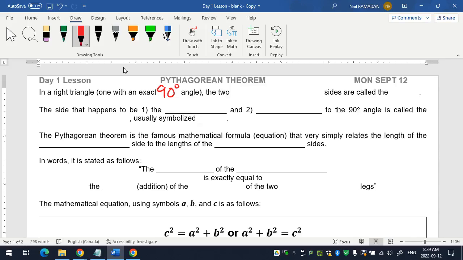What do you call two things that look like that? When the angle between my two hands is 90 degrees, what do you call these two things, Patrick? Say again. Perpendicular. Thank you. Perpendicular. So the two perpendicular sides.